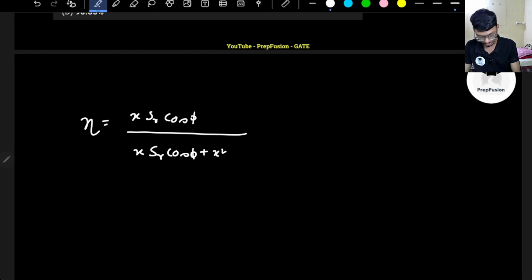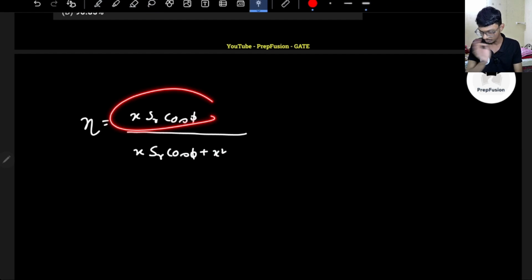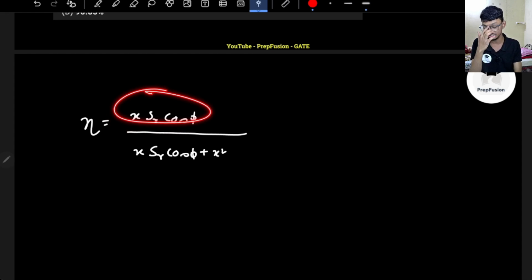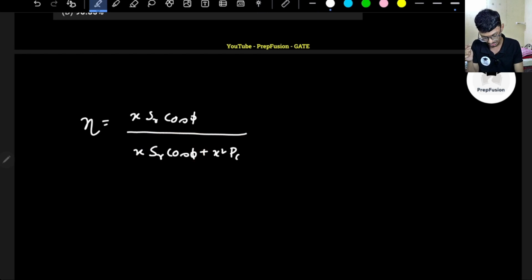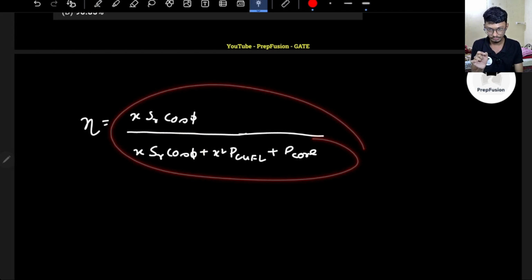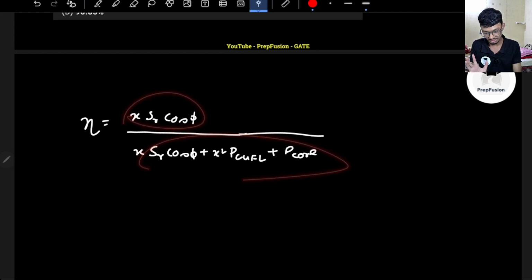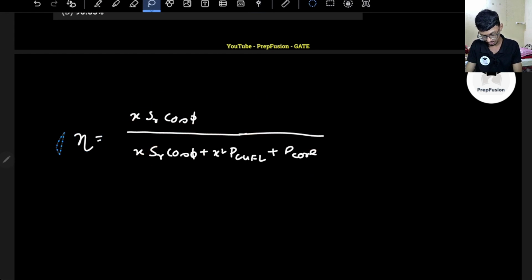plus X square. I am not telling you to remember the formula. I know what this means. I'm just going by the concept. Input is X SR cos phi, because this is the power input. Sorry, this is the power output. And this is the output plus the losses. Losses is the copper loss, PCUFL, plus the core loss. So you don't blindly mug this up. You understand what each term means. Then this will be easier for you to remember.